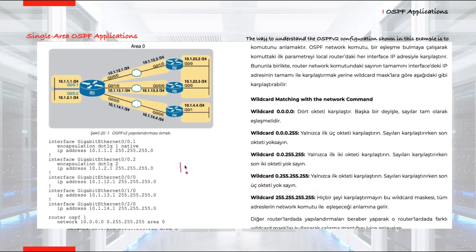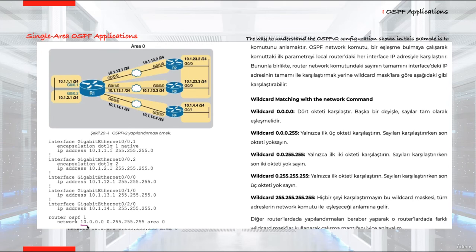If we write 10.0.0.0 in this line and 0.0.0.255 as wildcard, it will only compare the first 3 octets and the last octet will not look for a match. If we make the wildcard 0.0.255.255, it will only compare our first 2 octets. If we make our wildcard 0.255.255.255, it will only compare the first octet.